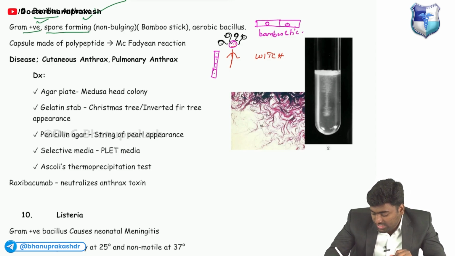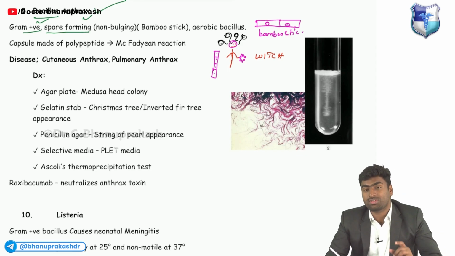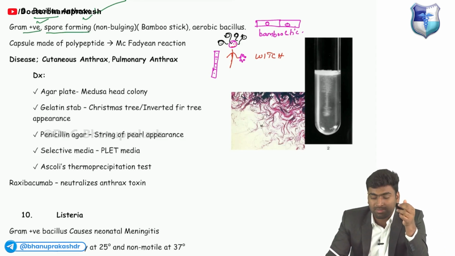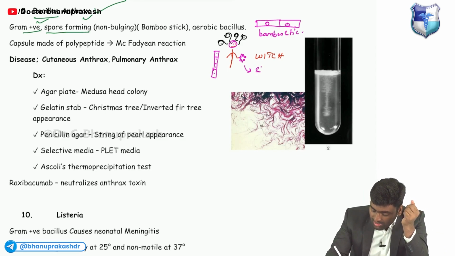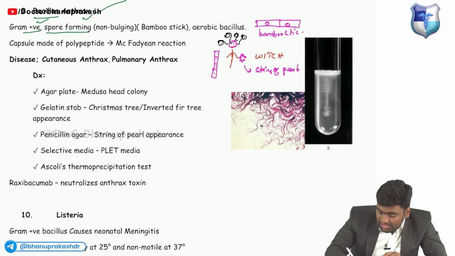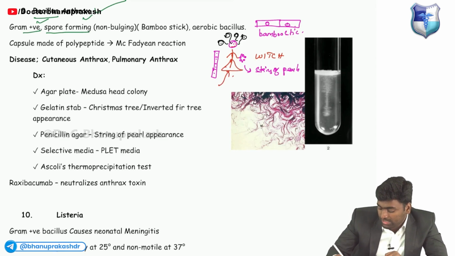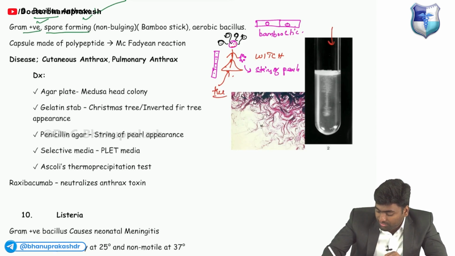And if you see, she is a witch, so she needs to tell some mantras. She will tell some mantras using these beads. So she'll be having this string of beads, or string of pearls. And as it is a small child just dressed for this, she'll be having a long gown. It's like a tree, so it will show this inverted fir tree appearance.